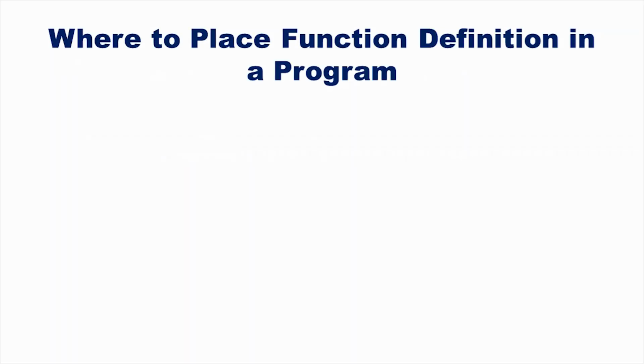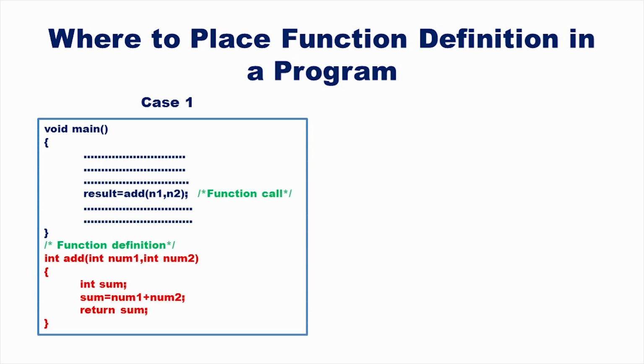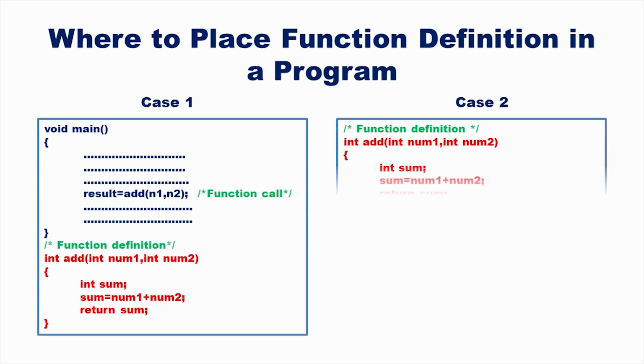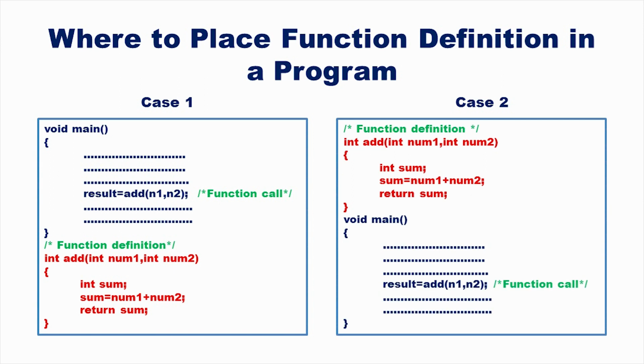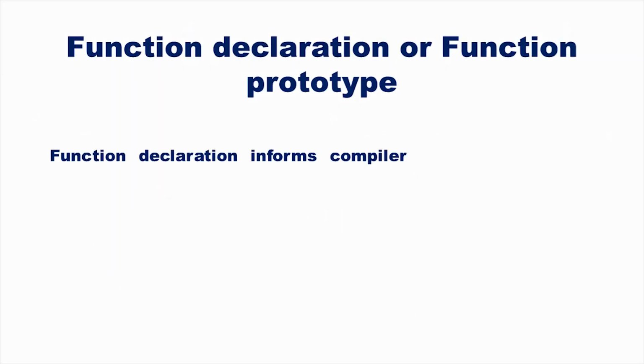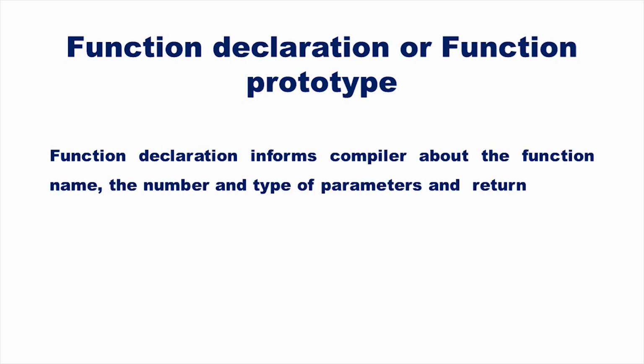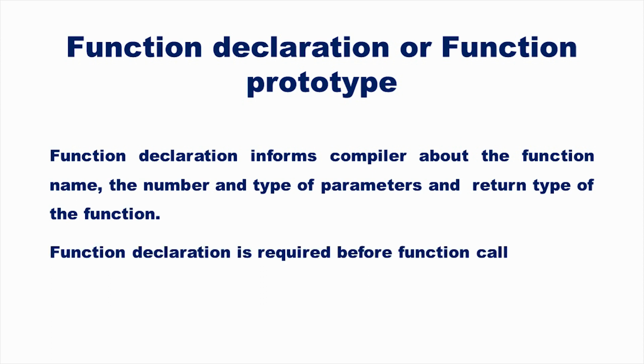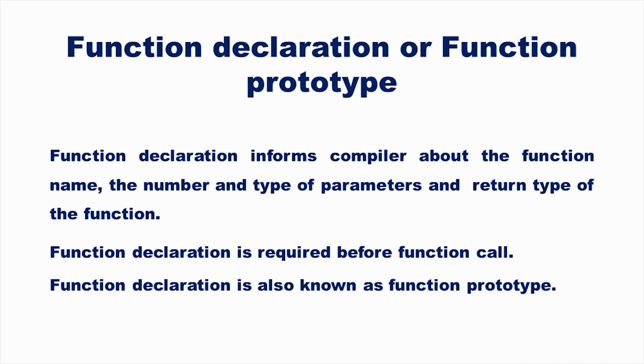Where to place the function definition in a program? We can place the function definition after the main function or before the main function. In the first case, function call appears before the function definition. Case 1 requires a function declaration. Function declaration informs the compiler about the function name, the number and type of parameters and return type of the function. Function declaration is required before function call. Function declaration is also known as function prototype.